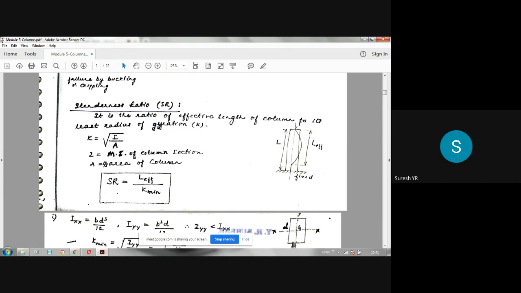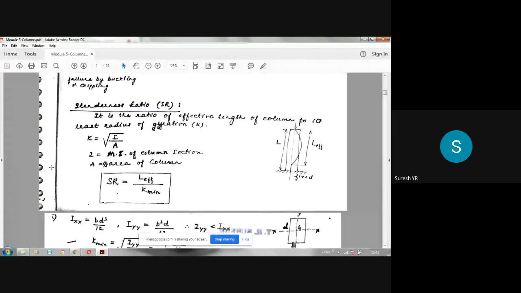You have already studied these things in mechanics, and I explained moment of inertia in the bending stress chapter also. It is a very important concept. So BD cube by 12 or DB cube by 12, whichever is lesser, that we have to take. That is the meaning: if you want K minimum, you have to take I minimum. You have to calculate both IXX and IYY. Locate the centroid of the circle, rectangle or square, whatever it is. The axis passing horizontally through that centroid is taken as the x-axis, and the vertical axis is taken as the y-axis.